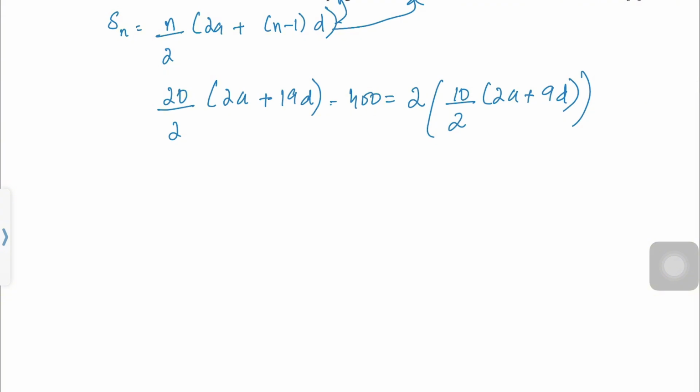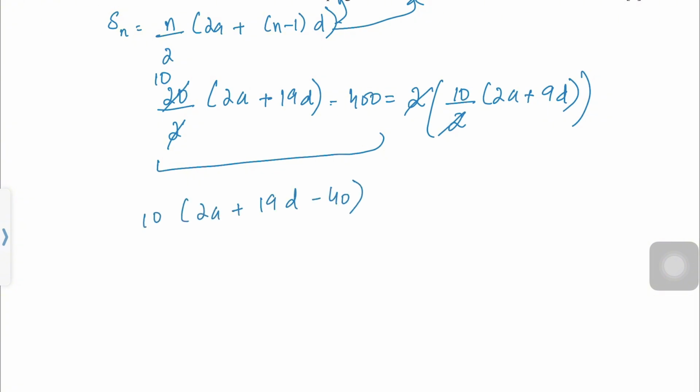Now solving this, we will get a d, I guess. This would be cancelled by this. This would be 10. This would be cancelled by this. So this would be 10. And then taking 10 as common here. So this would be 10 into 2a plus 19d minus 40 is equals to 10 into 2a plus 9d.